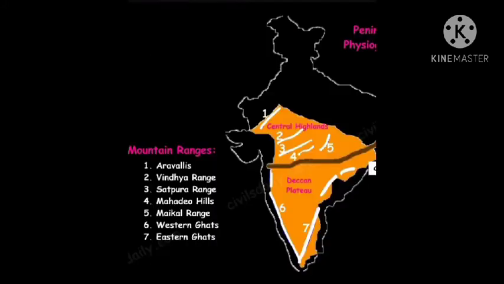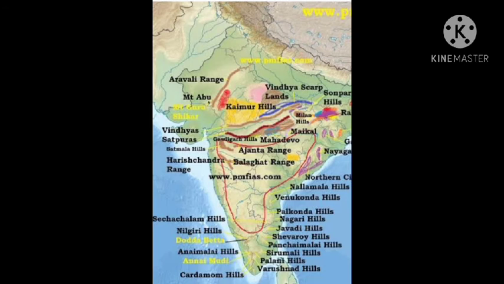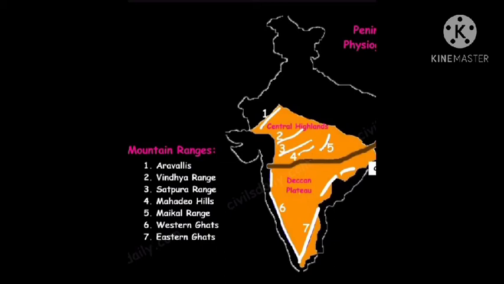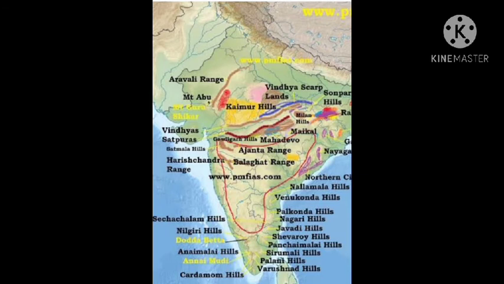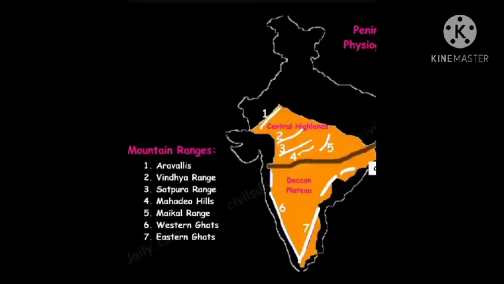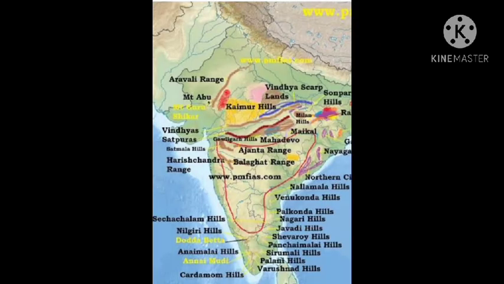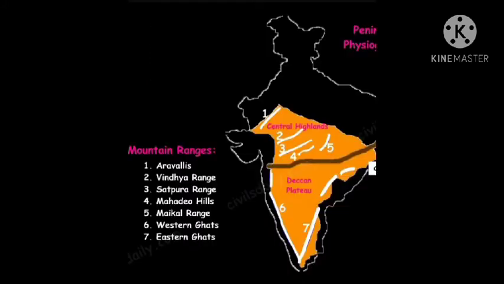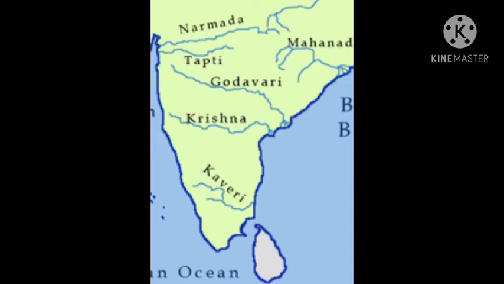The Annamalai hills, the Cardamom and Palani hills are to the south of the Western Ghats, and the Western Ghats and the Eastern Ghats meet at the Nilgiri hills. Udagamandalam, also called Ooty, a famous hill station, is also located here. Many rivers of peninsular India have their source in the Western Ghats. Which are those rivers? They are the Narmada River, Tapti, Mahanadi, Godavari, Krishna, Kaveri. These are the important rivers that flow in the Deccan Plateau.